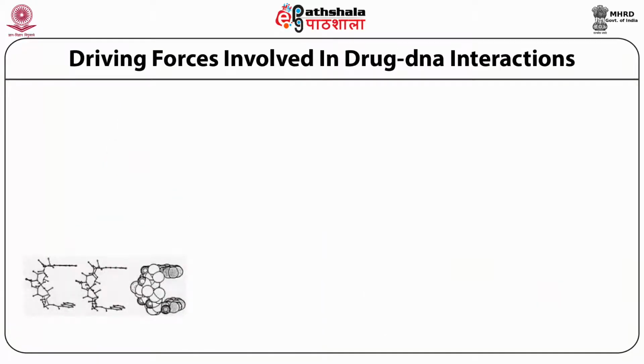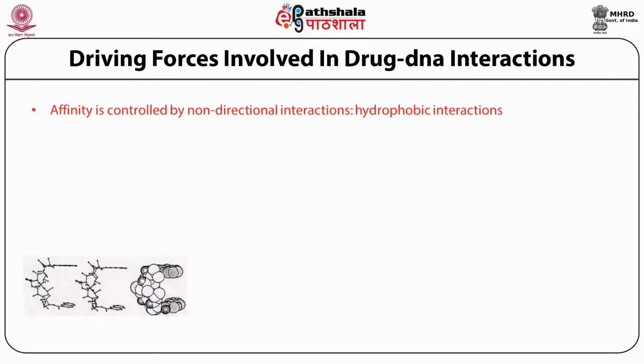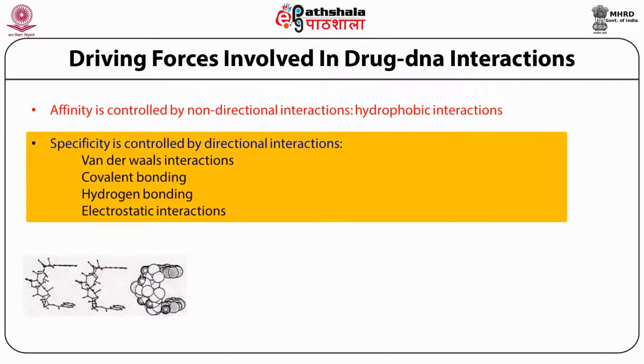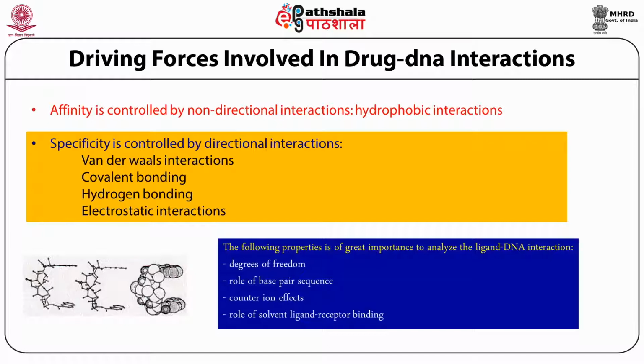Here we discuss the driving forces involved in the drug DNA interaction. The affinity is controlled by non-directional interactions. However, the specificity is controlled by the directional interactions. These interactions are van der Waals interactions, covalent bonding, hydrogen bonding, and electrostatic interactions. The following properties are of great importance to analyze the ligand DNA interaction: the degree of freedom, role of base pair sequence, counter ion effects, and role of solvent in ligand receptor binding.